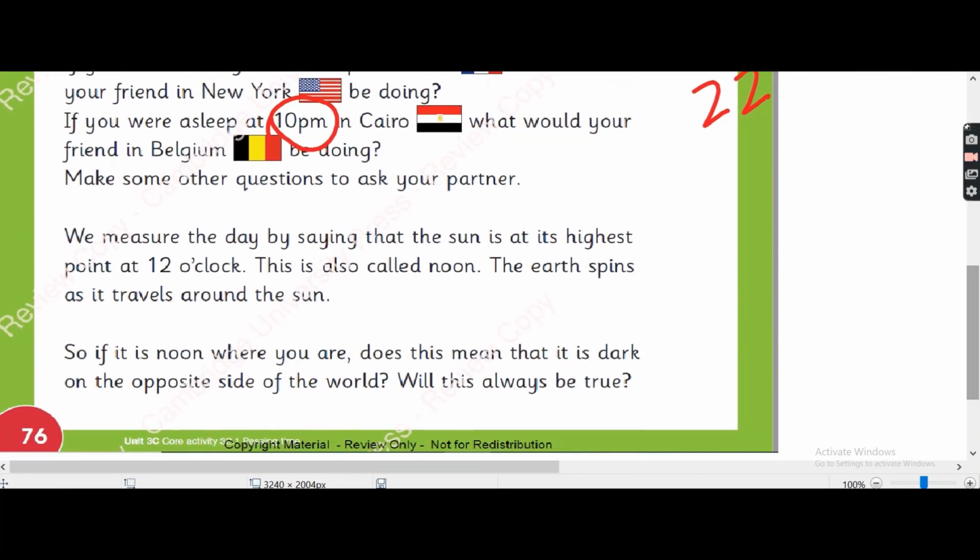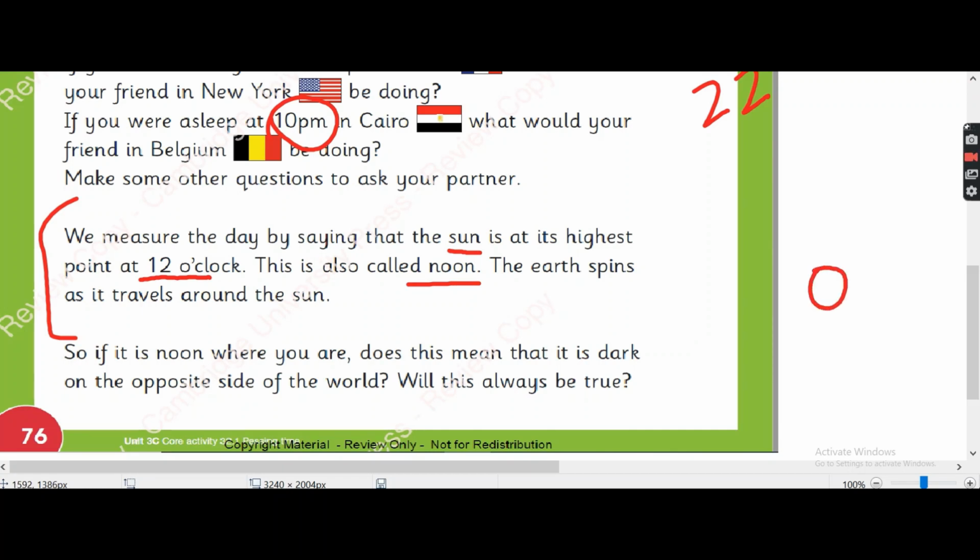And what is written right here? Let me read. We measure the day by saying that the sun is at its highest point at 12 o'clock. This is also called noon. 12 o'clock को noon कहते हैं ना, ठीक है? The earth spins as it travels around the sun.